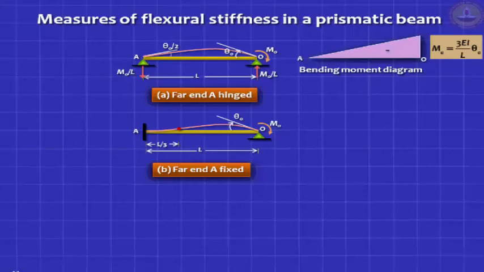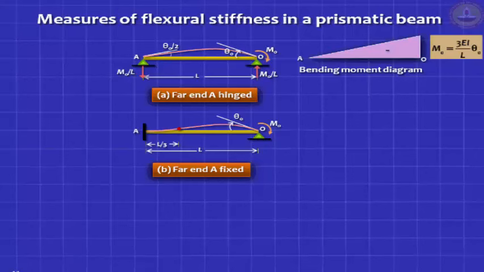You have to do something like that. The idea is to eliminate the slope theta naught by 2 which you got in the first beam and make it 0. So the only way to do it is you actually apply a rotation at the left end, and obviously you know the relationship between that rotation, that should be 3EI by L times that theta naught by 2.